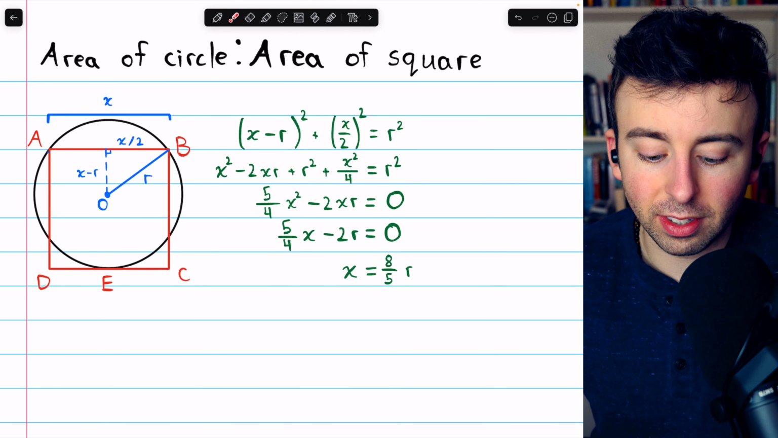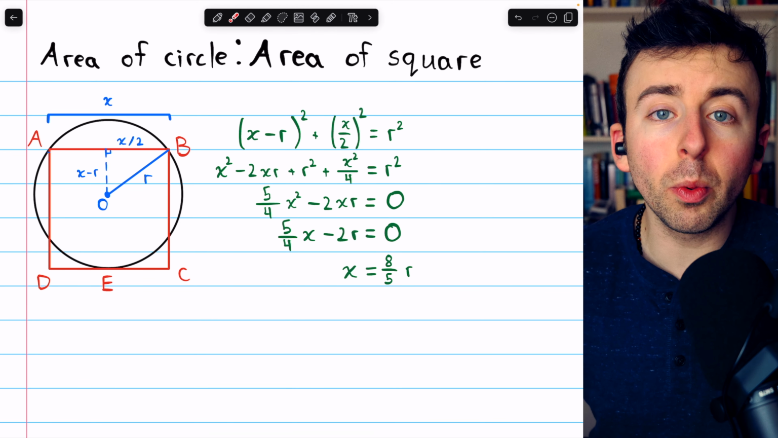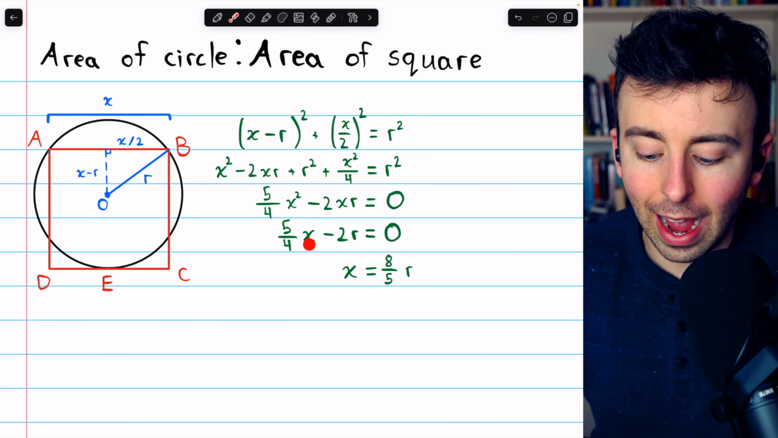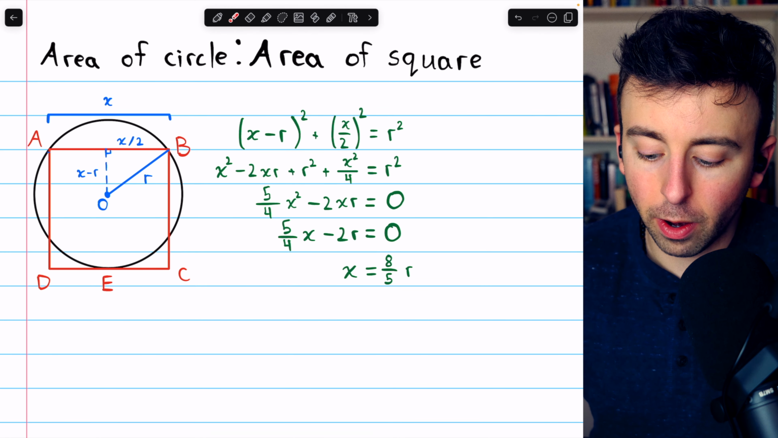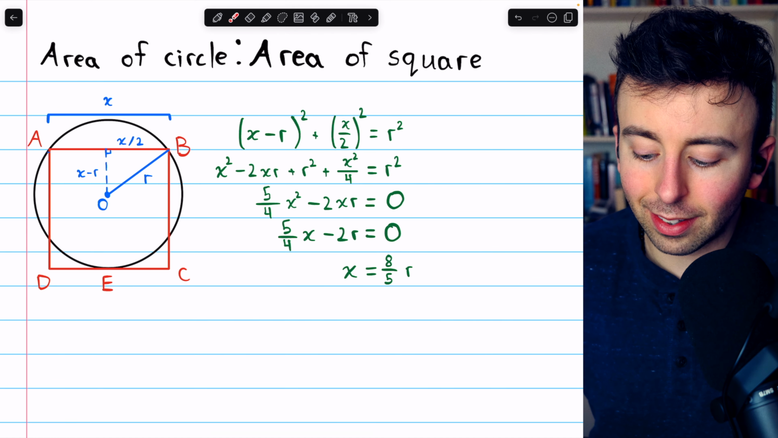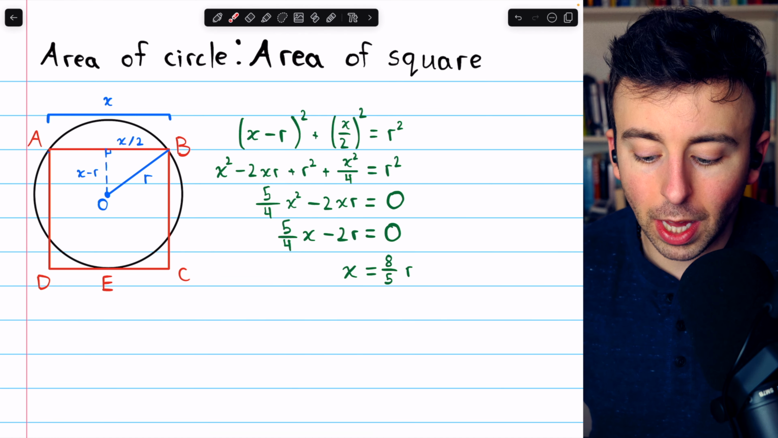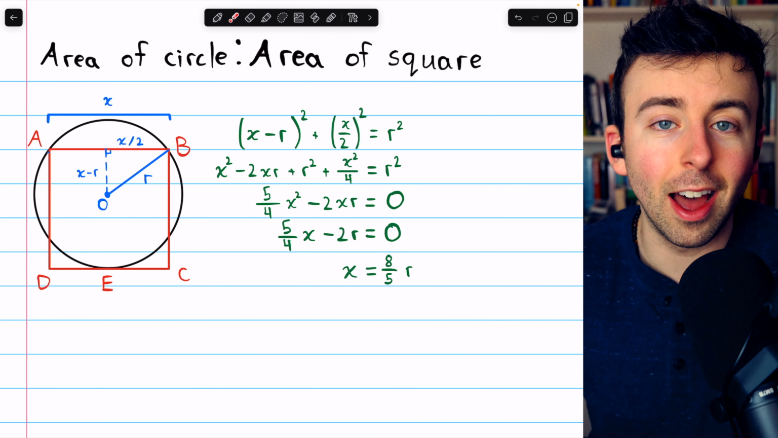x can't equal 0, it's the side length of a square, so it's certainly non-zero, so we're okay to divide by it. That brings us here. 5/4 x, we divided out a factor of x, so that's just x now, minus 2r, that x got divided out, and this equals 0. So then, add 2r to both sides and multiply by 4/5. Thus, we have x equals 8/5 times r.